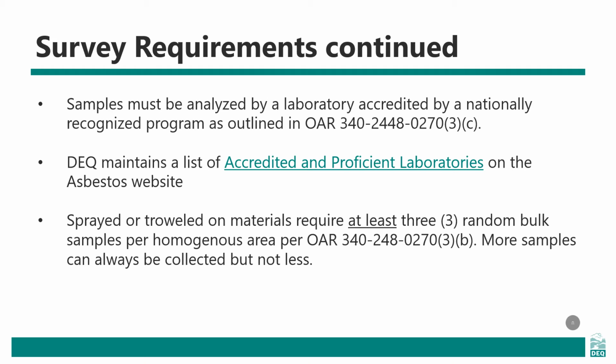DEQ requires that at least 3 random bulk samples are collected per homogeneous area for sprayed or troweled-on materials. As an example, if there is popcorn ceiling texture throughout a residence that is uniform in texture and was applied at the same time, a minimum of 3 samples would have to be collected to determine if asbestos is present. Each sample must be packaged and analyzed separately. Additional samples can always be collected, but not fewer.